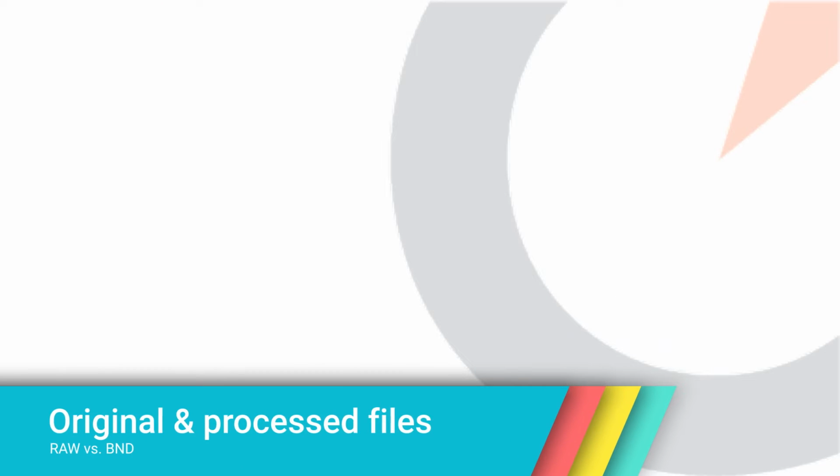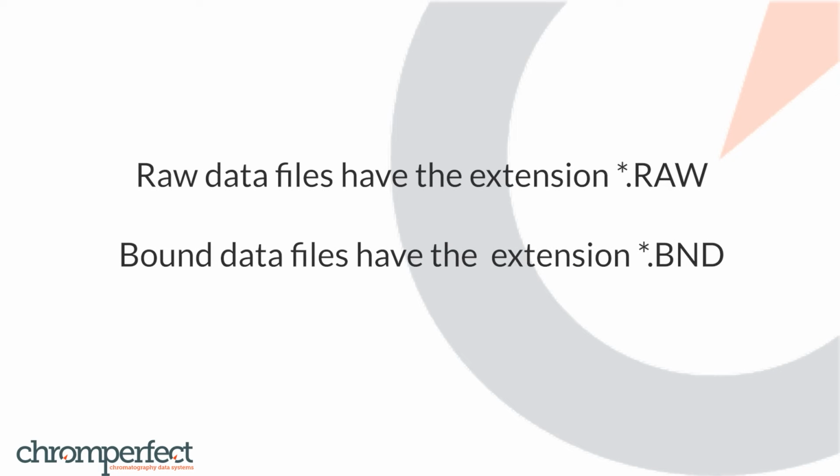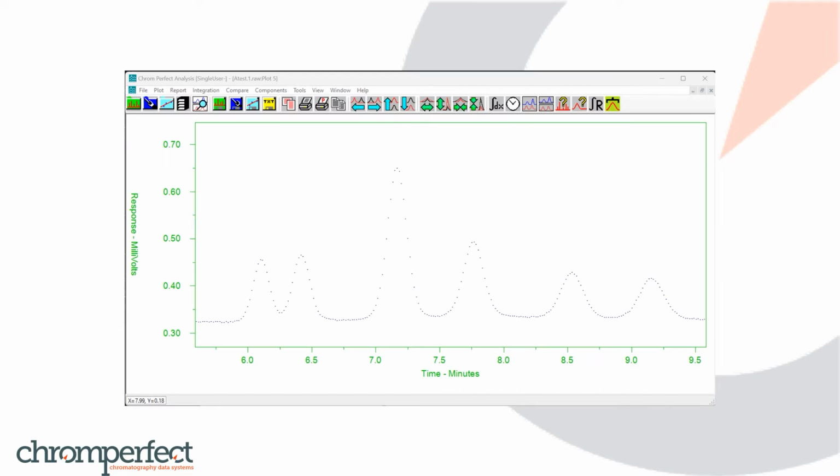The difference between the original raw file and the processed bound file. To understand the operation of processing chromatography files and this apparent discrepancy, we first need to understand the difference between a raw data file with the extension .raw and a bound data file with the extension .bnd. In its simplest form, a chromatography raw data file is a series of data points which are collected over a given time and measure detector response. Chromperfect's algorithms will draw a line through each data point to form a chromatogram trace.